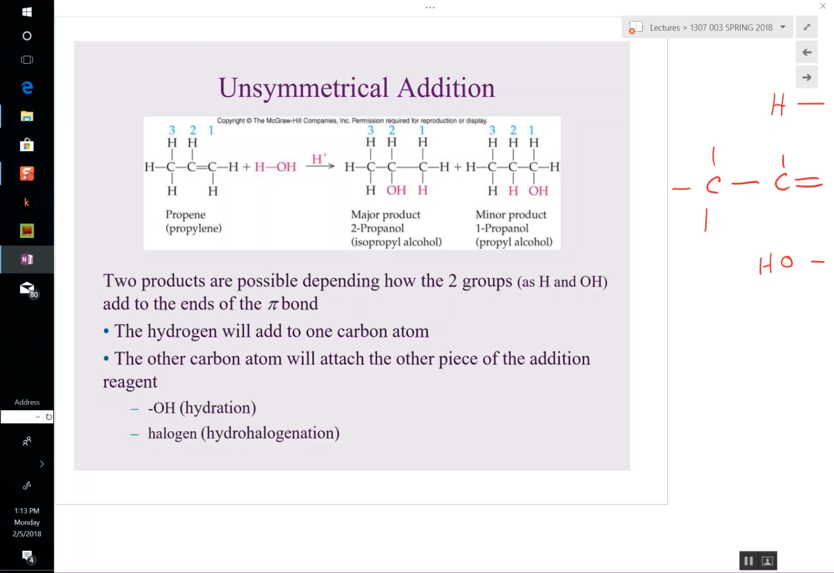This one is going to cost more. All right? It's harder to make. You don't get as much. You only get 10% 1-propanol. You get 90% isopropyl alcohol when you hydrate propene.